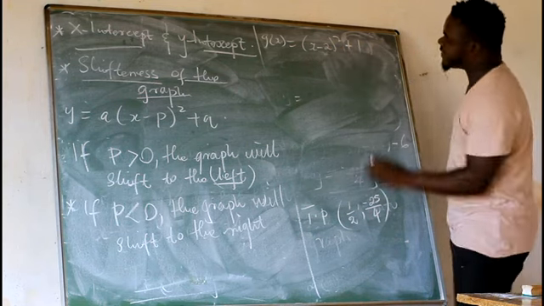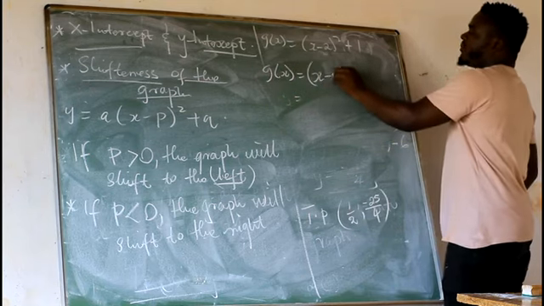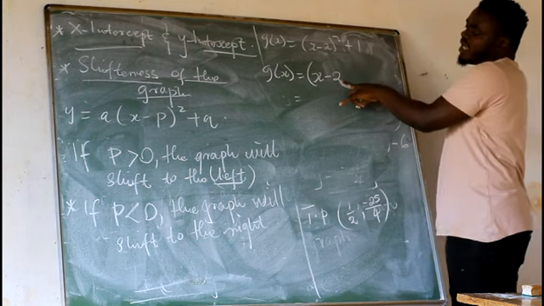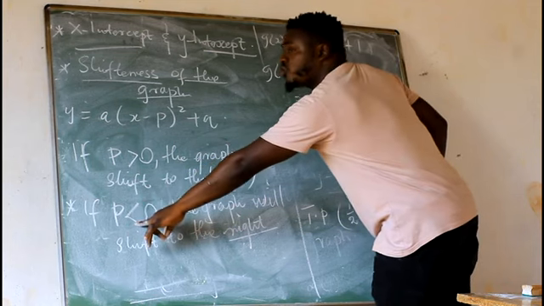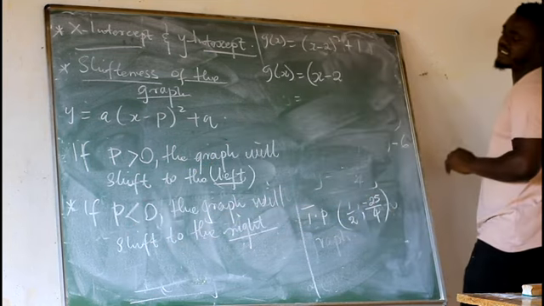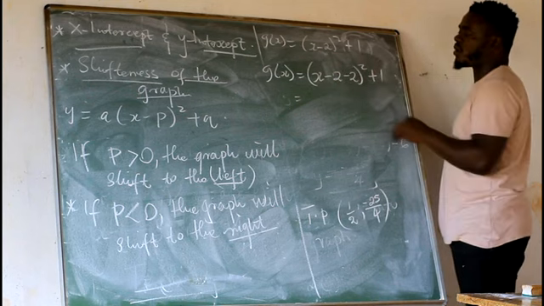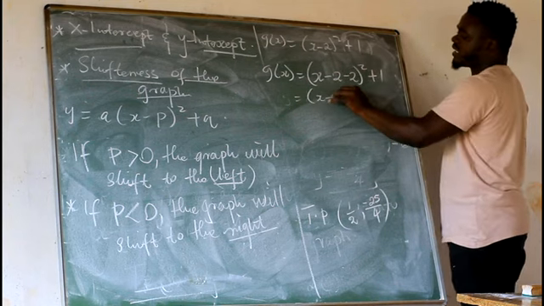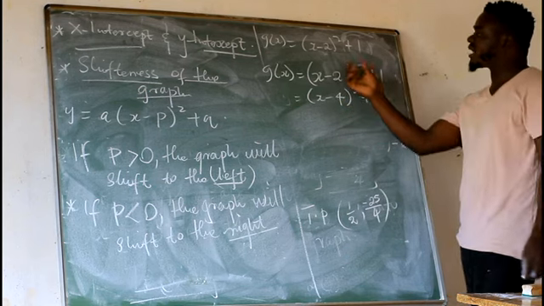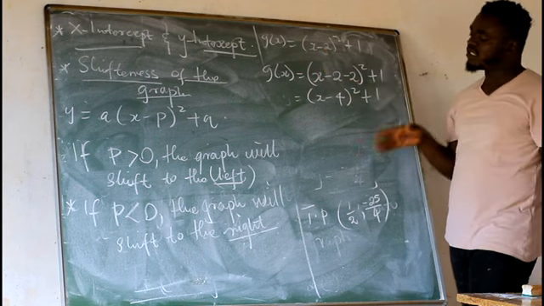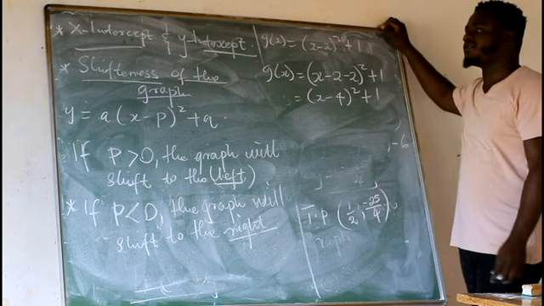So you are going to have g(x) equal to (x minus 2) squared plus 1, and they said to the right. It simply means that 2 is going to be negative, just because it's less than 0. Therefore, it's going to be (x minus negative 2)... then your graph is going to be (x minus 4) squared plus 1. So you can see now that this graph shifted 2 units to the right. That is why now you have (x minus 4) all squared plus 1.